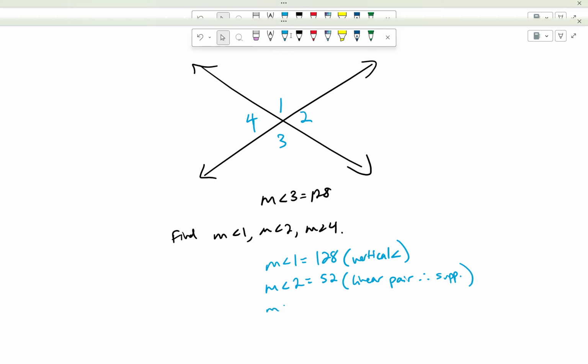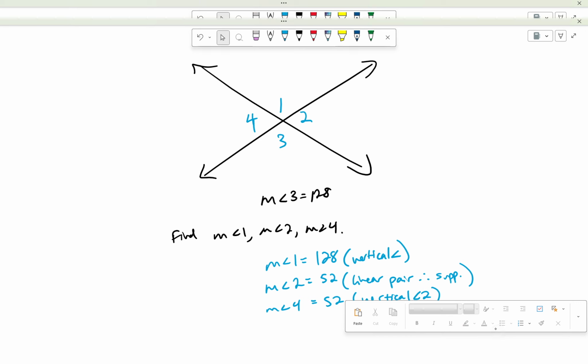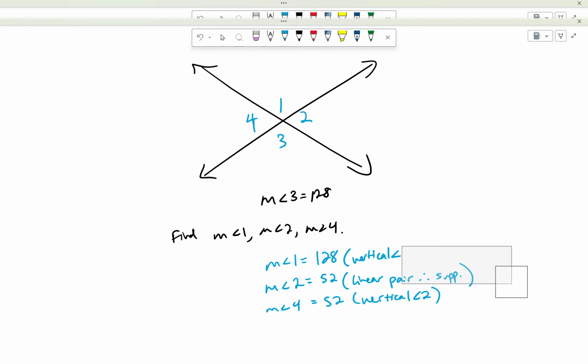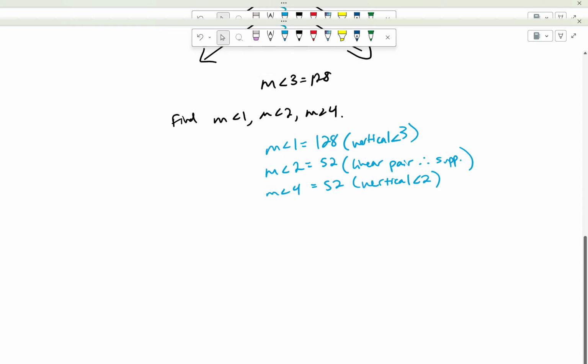Next, the measure of angle 4 is going to be equal to 52 degrees. Well, why? Well, let's take a look here. We could again say these guys are supplementary, but very simply put, because we found angle 2, and we know it's 52, these guys also have a vertical angle relationship. So we're going to say these guys are vertical to angle 2. Back here, measure of angle 1 was vertical to angle 3, which is why we knew that that guy worked.